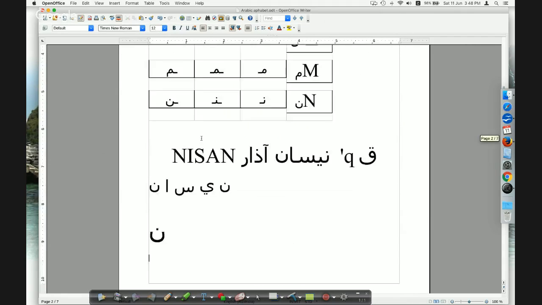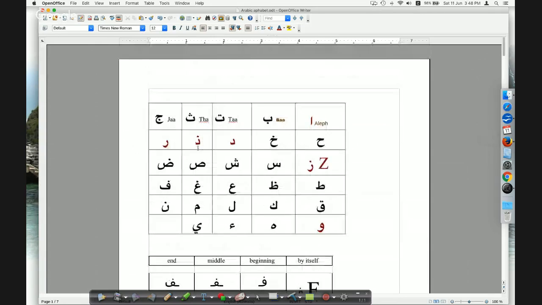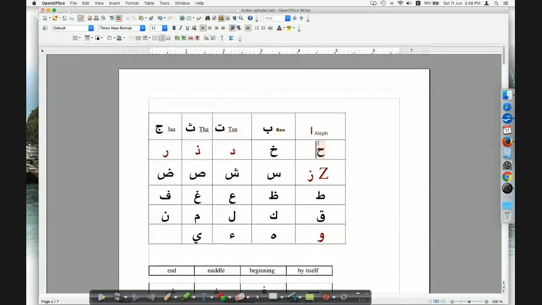You see all the alphabet here. When the letter is at the end, it goes back to original, but we don't take dots off. It doesn't matter if it's in the beginning, in the middle, or at the end. The shape only goes back to original at the end, the shape.